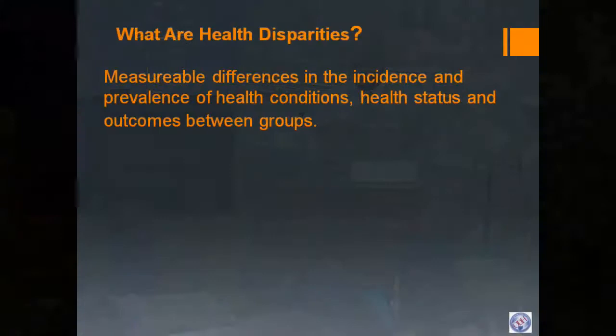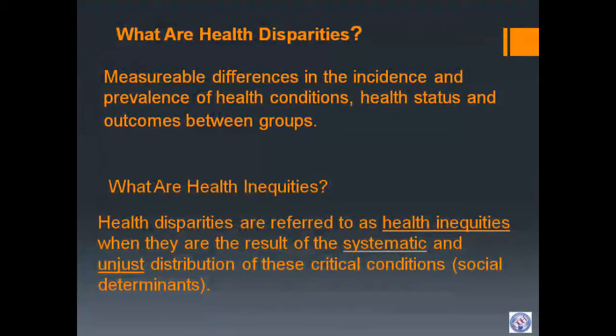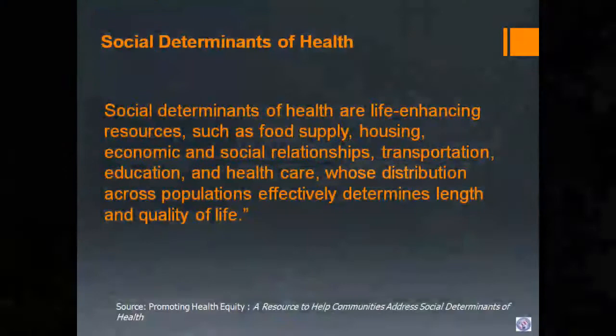Now, we talked about health disparities. I appreciate the definition that was provided. I'm not going to spend time with that. But I really want to also talk about health inequities, because from a population health standpoint, disparities really turn into inequities when they are the result of the systematic and unjust distribution of what we call social determinants of health. And of course, social determinants of health: housing, economic and social relationships, transportation, all of those things that we need in abundance to stay healthy.